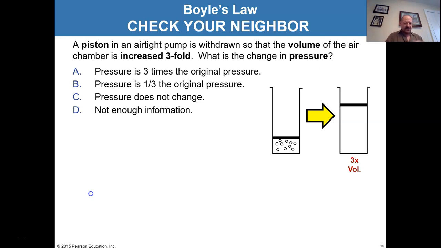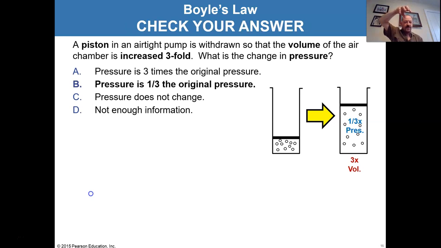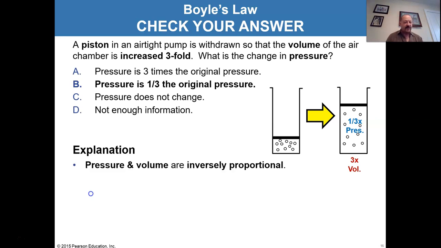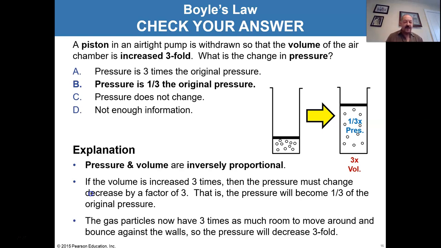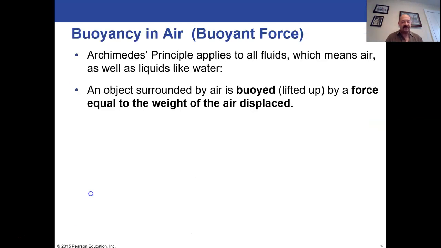Well, if you increase the volume threefold, you have more room for the gas to bounce around, so the pressure will go down threefold. In other words, the pressure will become 1/3 of the original value. Inversely proportional, right? The volume's increased 3 times, the pressure will decrease 3 times, which means it's 1/3 of its original. That's because the gas particles have 3 times more room to bounce around in, and they have more walls to hit, so the pressure decreases threefold.